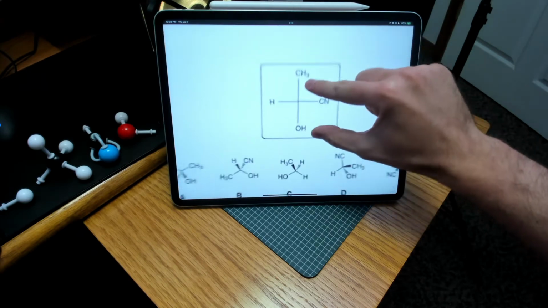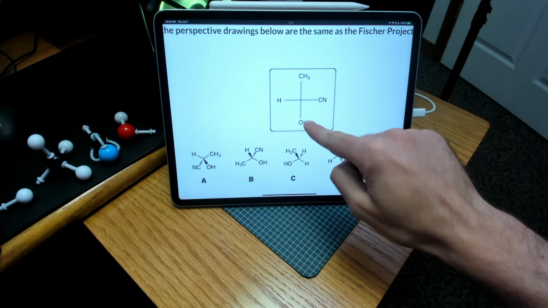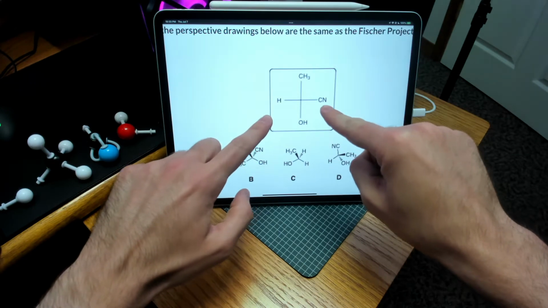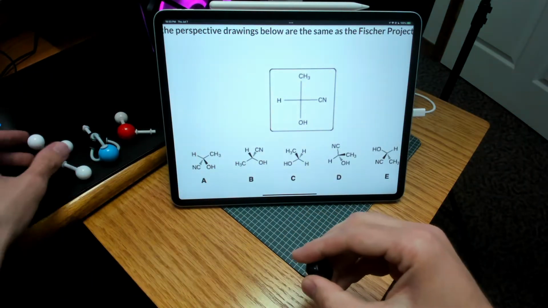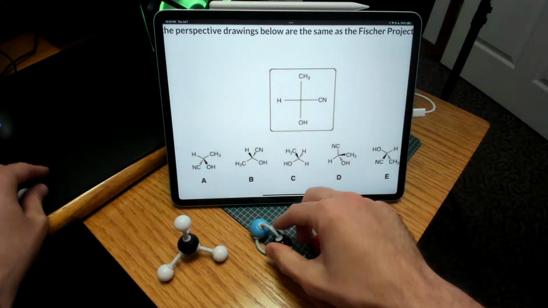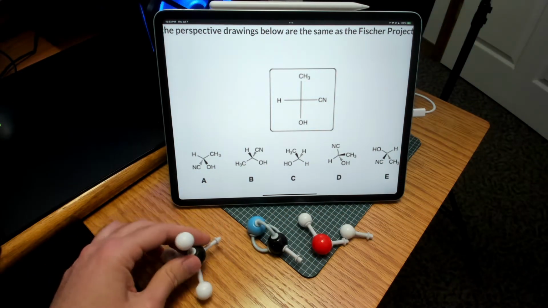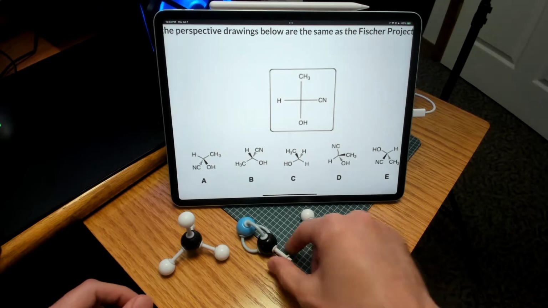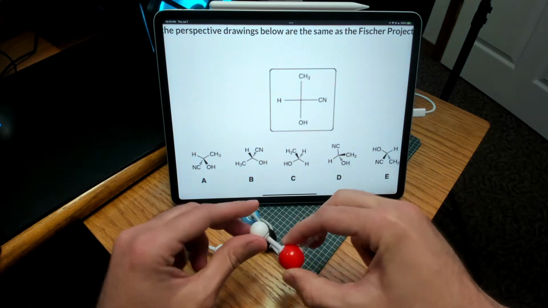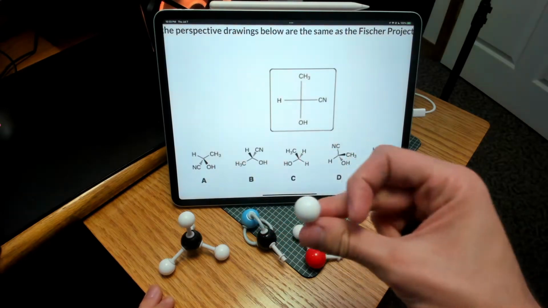So in order to build this, we have the carbon in the center, and we know our methyl group and our hydroxyl group are going to be going away from us, and our hydrogen and this cyanide here are going to be coming towards us, all right? And just look how fun it is to actually look at your substituents. You have your methyl group, you have your cyanide with the triple bond to the nitrogen, you have your hydroxyl group, your oxygen, and your hydrogen, and then you have just your simple hydrogen here.